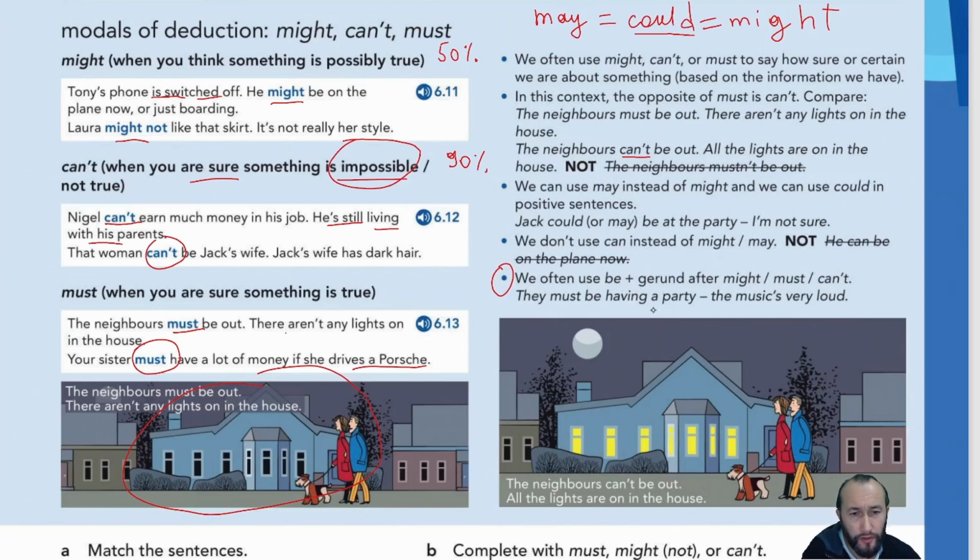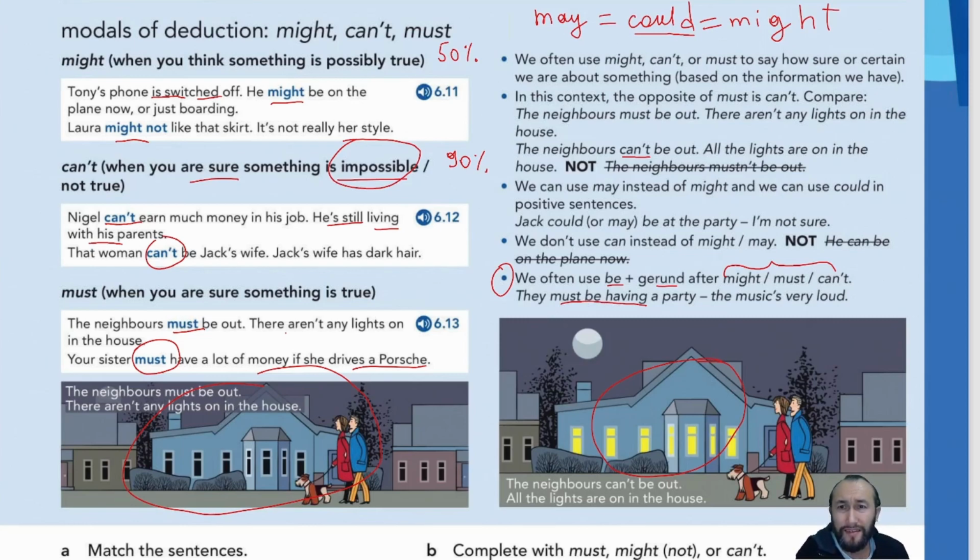When we talk about progress, something is happening or continuing, then we use be plus gerund after these modal verbs. So they must be having a party. As you can see, the lights are on and you can hear some voices or noise inside. So this is something that is happening and continuing. So I say they must be having a party. The music is very loud. And that's it. This is all about it.